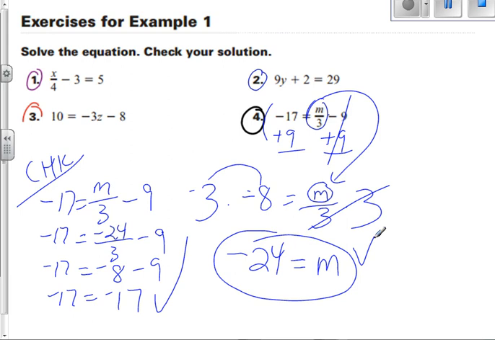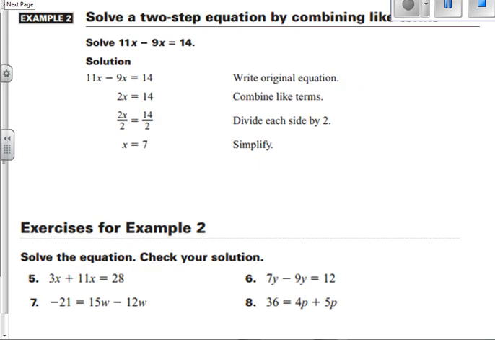All right. So let's see what's next. All right, so we're still solving two-step equations, but now we may have to combine some like terms here. So if we look at our equation right here, 11x minus 9x is equal to 14. I see that 11x and 9x, if you remember, there are two requirements in order to add like terms. The variable must be the same letter, and that variable must have the same exponent. Therefore, you can add or subtract all day long those coefficients that go with those variables.